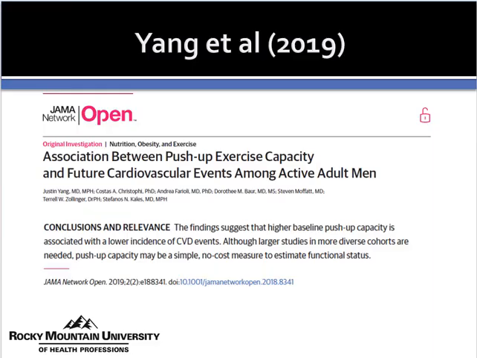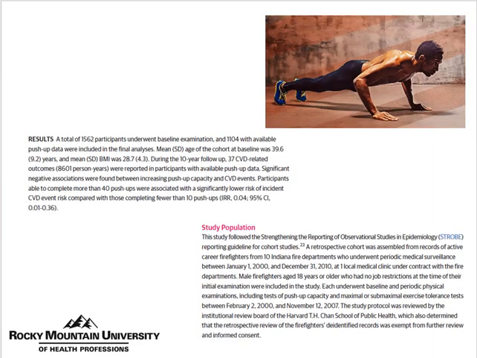When we think about cardiovascular disease, we think about, hey, what's one's aerobic capacity? What's one's health of their heart, and how the heart is positively impacted by things like running and fast walking and bicycling. Well, in this particular study, again, they found that the higher baseline push-up capacity is associated with a lower incidence of cardiovascular disease.